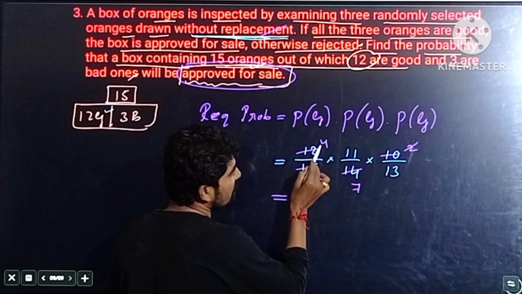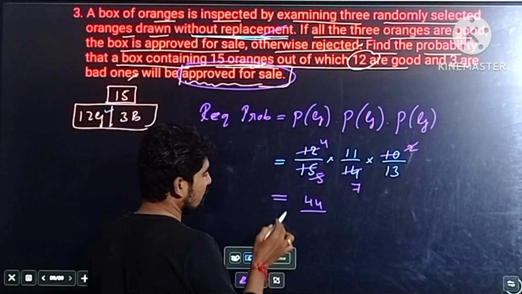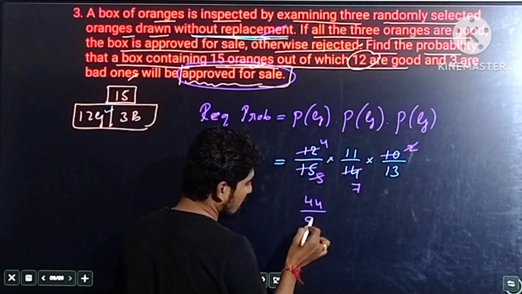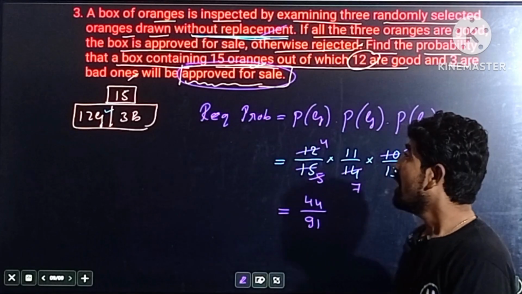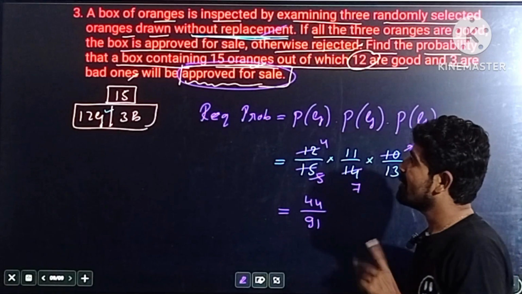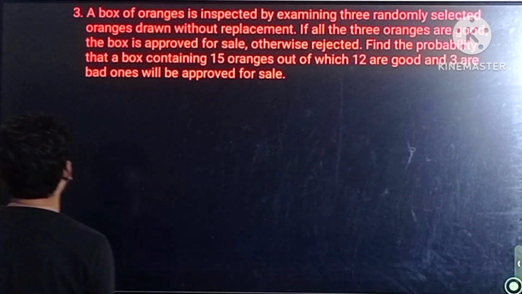So the required probability is equal to 4 into 11, 44, divided by 7 into 13, 91. Therefore 44 divided by 91 is the probability that the box is approved for sale. I hope all of you understood this question. Now let's start the next question.